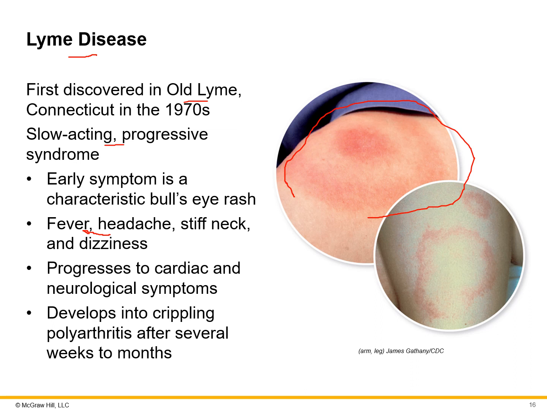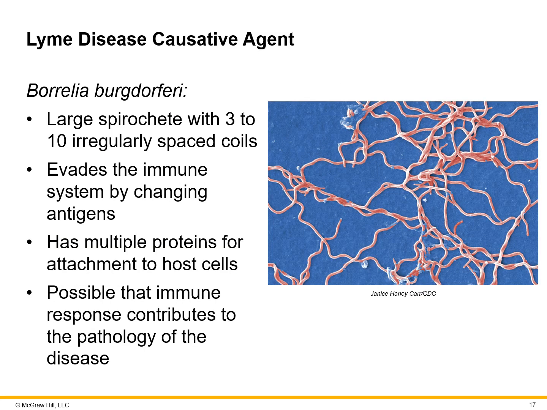That progresses into some cardiac and neurological symptoms, and ultimately becomes this crippling polyarthritis, so multiple joints getting inflamed within weeks to months. It is caused by Borrelia burgdorferi, which is a spirochete. That's what our picture over here is showing, these bacteria in the spiral form.